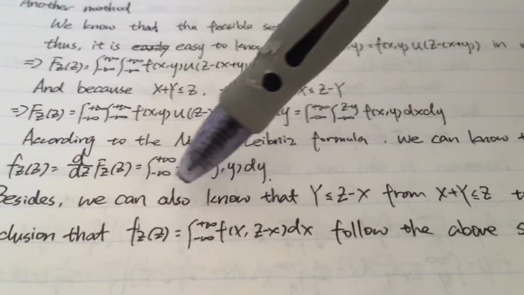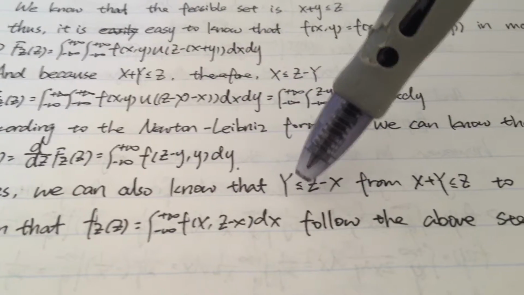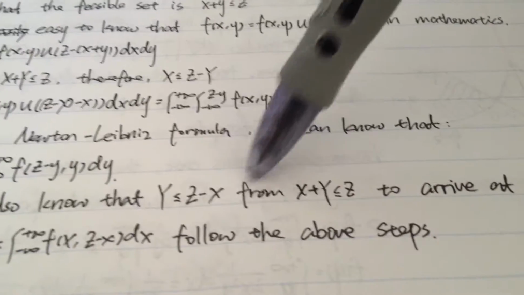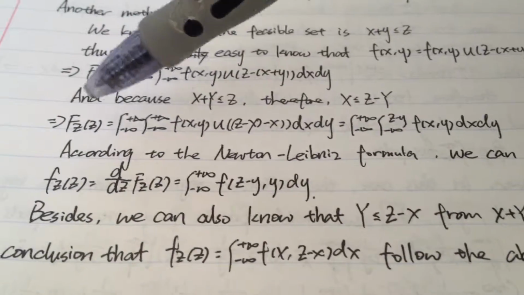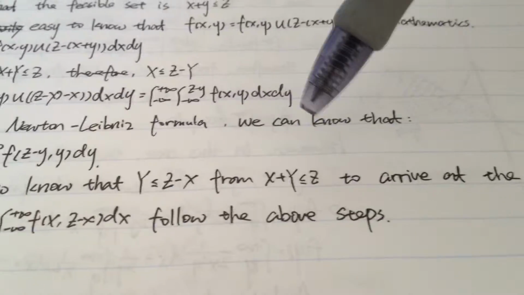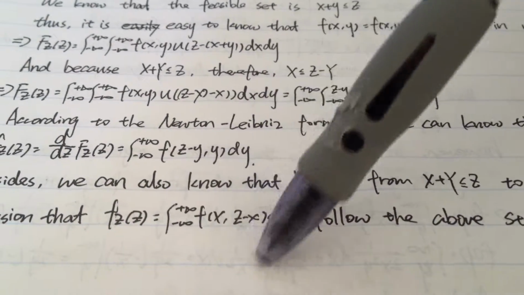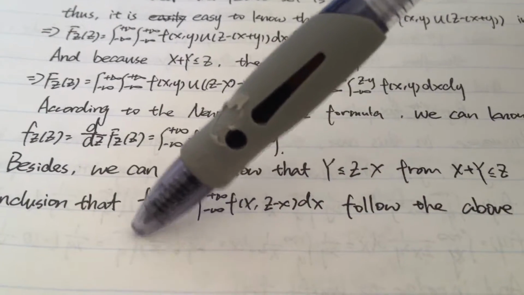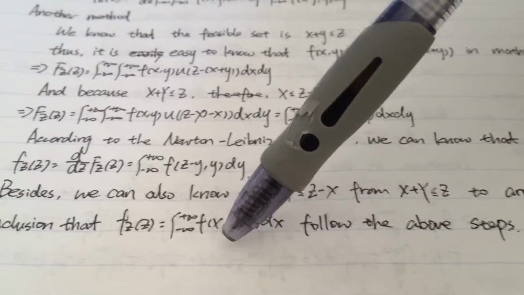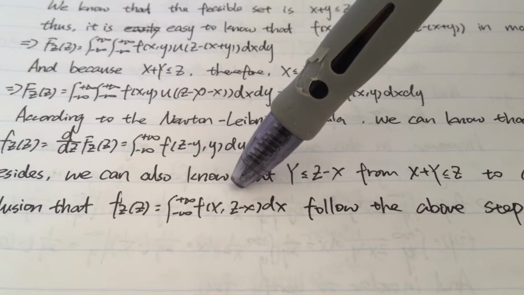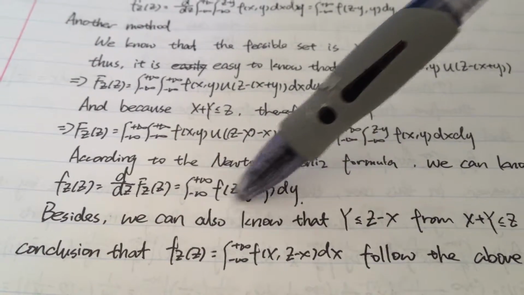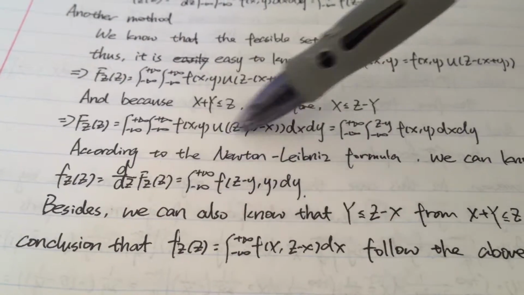And besides, we can also know that y is less than or equal to z minus x, so we can rewrite this formula into another form, and then arrive at the conclusion that the joint density function of z is equal to this one. And the deduction steps are exactly the same as we used here.